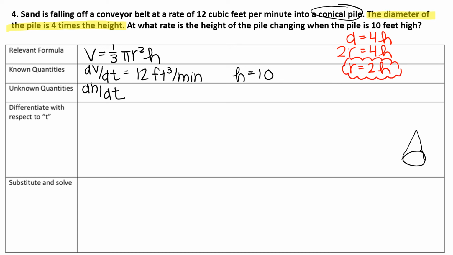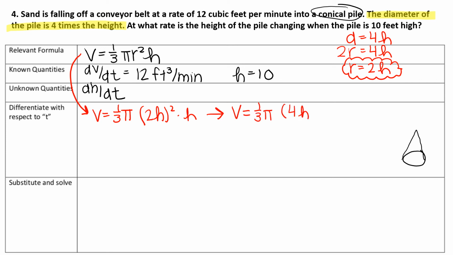Just like in the last problem, I'm going to go ahead and rewrite my volume formula, replacing out that r. So I have volume equals 1/3 pi, and instead of r, I have (2h) squared times h. So I'm going to simplify this as volume equals 1/3 pi times 4h squared times h. So we can write our volume formula as V equals 4/3 pi times h cubed.